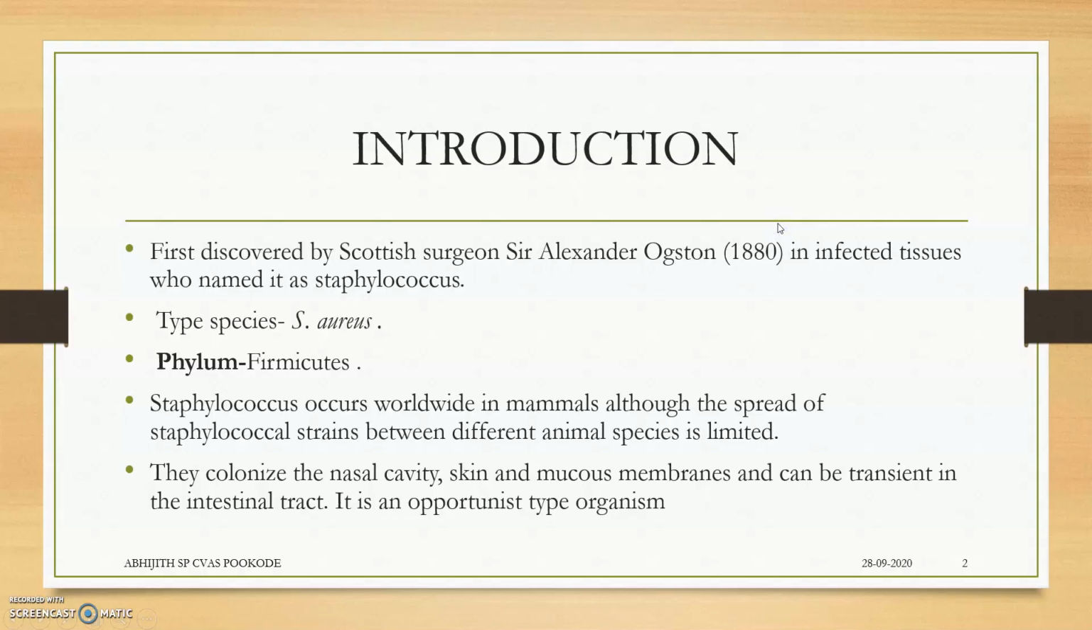Actually, Sir Alexander Ogston first discovered the Staphylococcus. And the type species is Staphylococcus aureus. It belongs to the phylum Firmicutes and it is an opportunistic organism that affects both animals and human beings. They colonize the nasal cavity, skin, and mucous membrane and produce many intestinal lesions also.